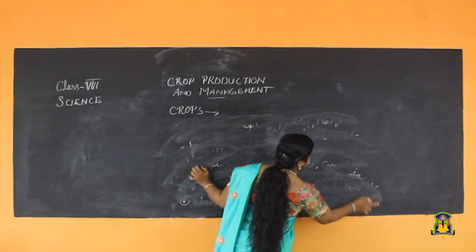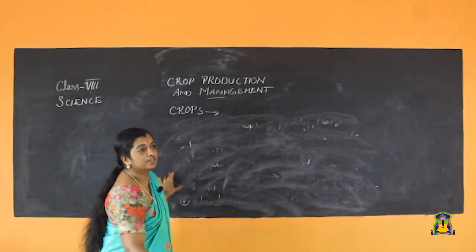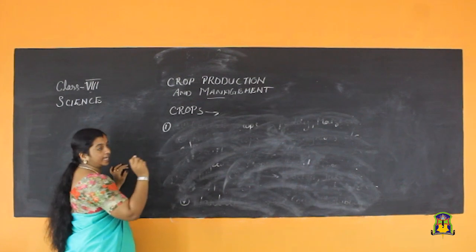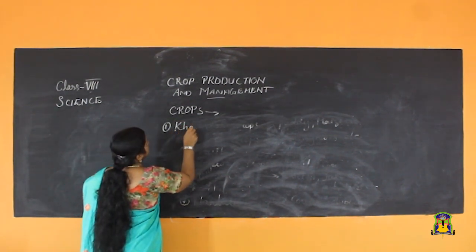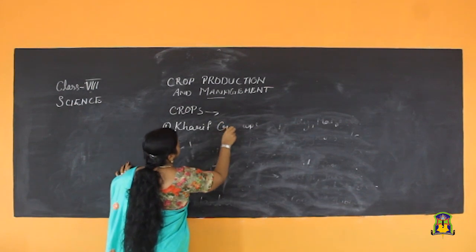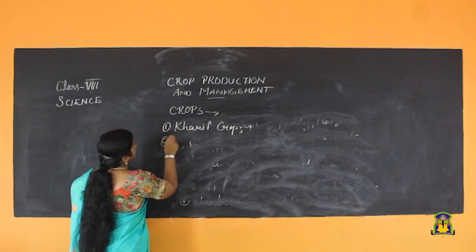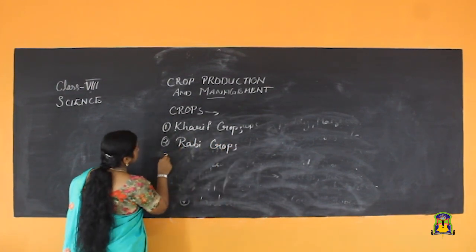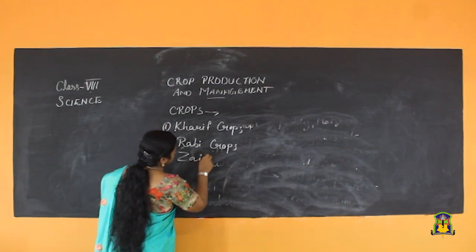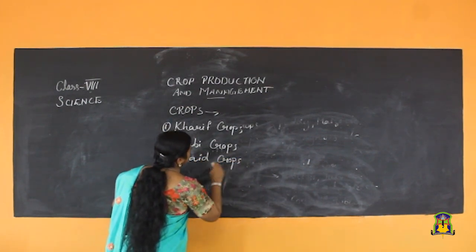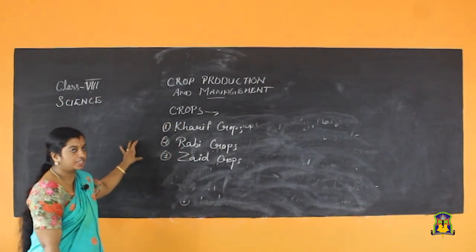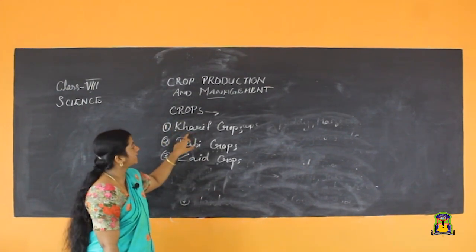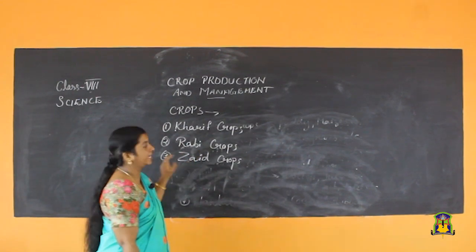Now, we will study the classification of crops on the basis of the season they are cultivated. Based on the season, they are classified into 3 types. They are kharif crops, rabi crops and zaid crops. This is based on the season of cultivation.